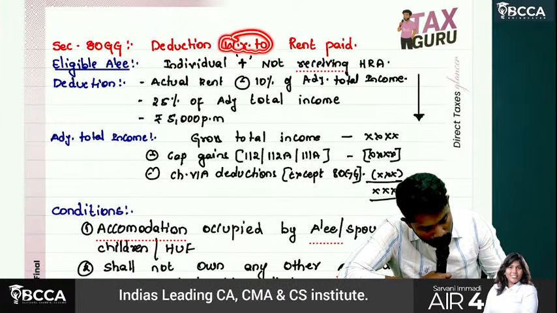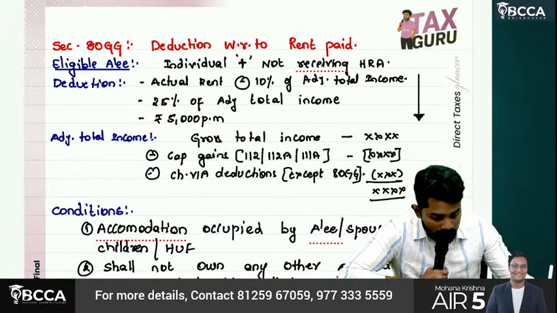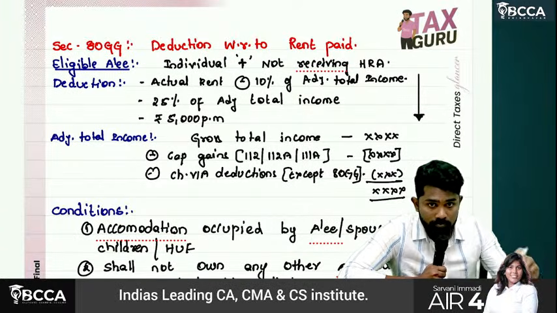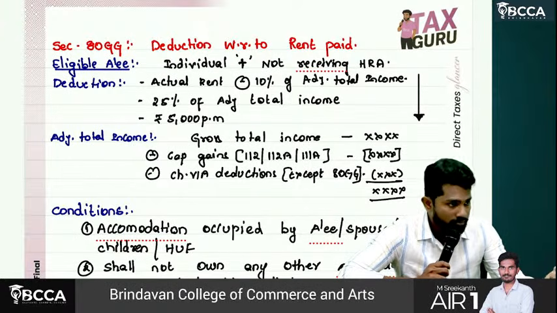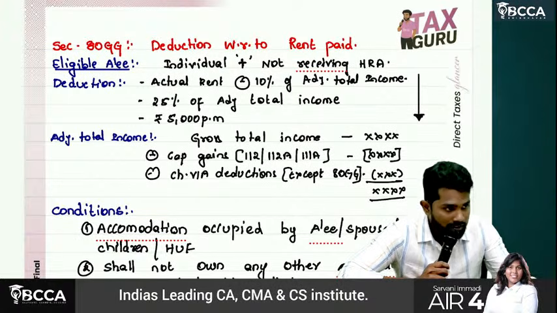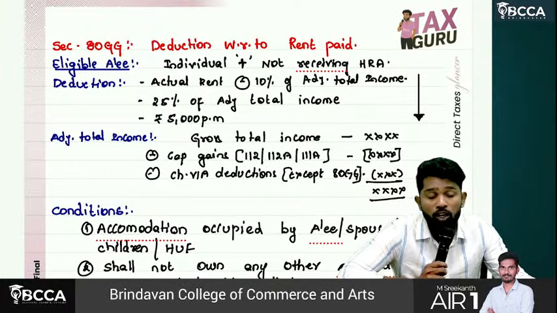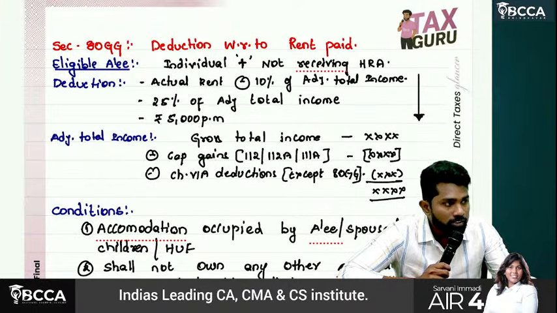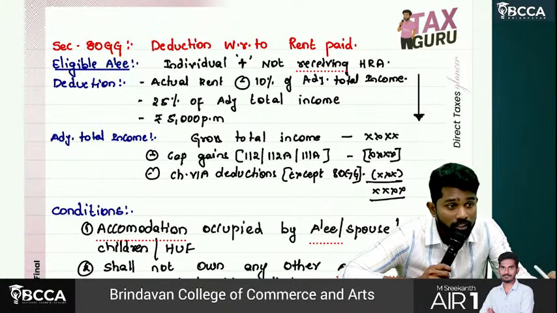Deduction with respect to rent paid. Sir, for salaried employees, they'll get HRA benefit. HRA is eligible for exemption. Metro city, non-metro city. For metro cities, it is 50% of salary, actual HRA, rent paid minus 10% of salary. For non-metros, 40% of salary, actual HRA, rent paid minus 10% of salary. Whichever is lower is eligible for exemption, not deduction. That is eligible for exemption at all.